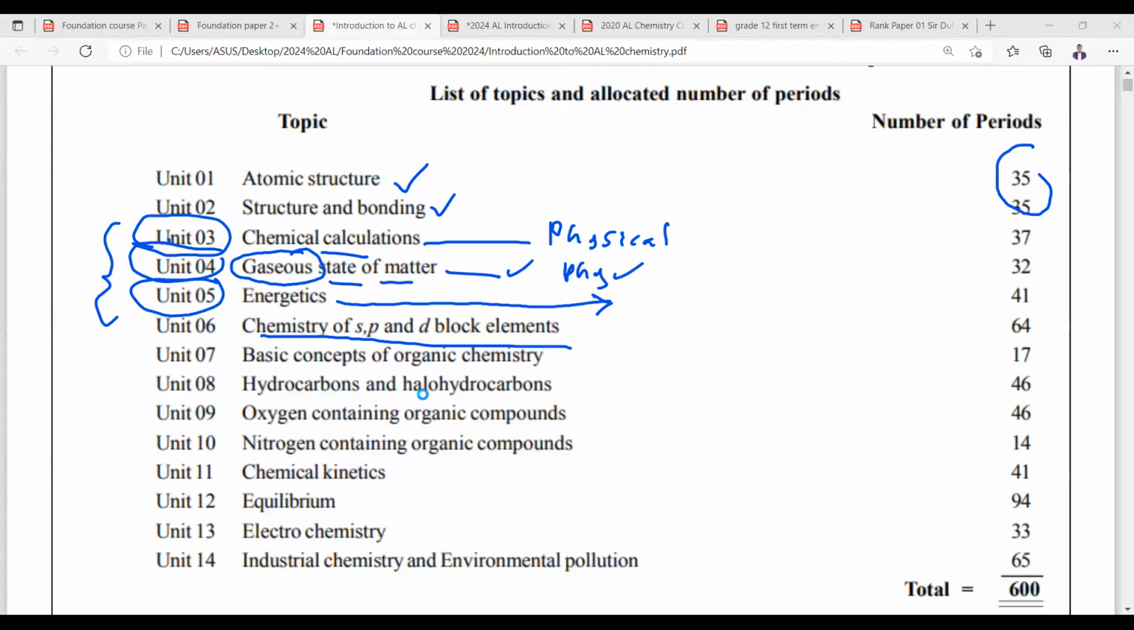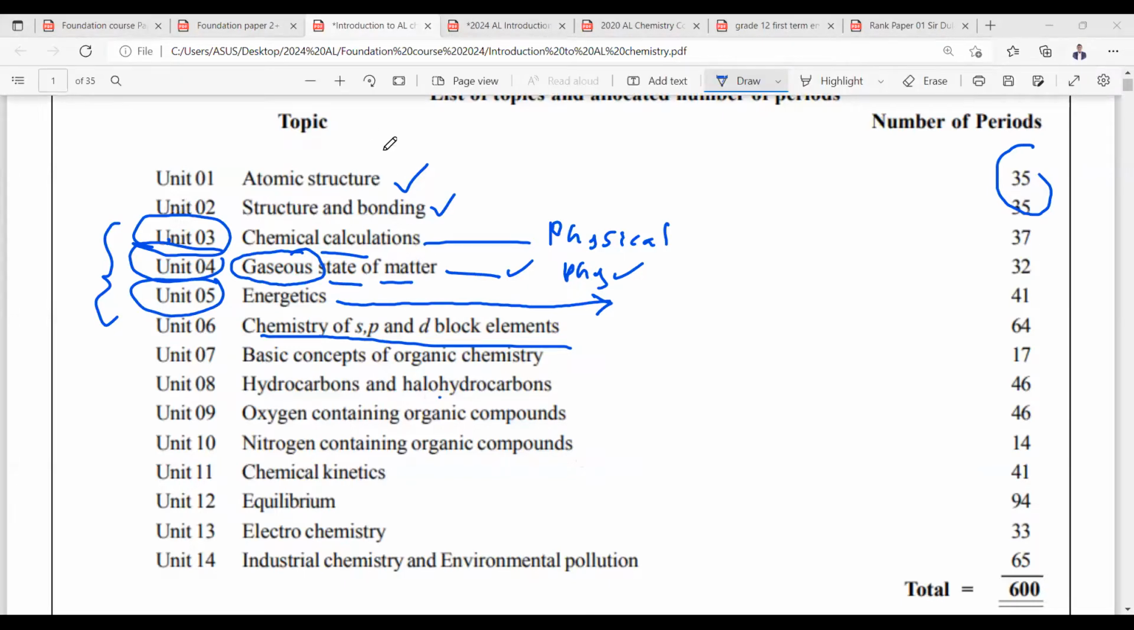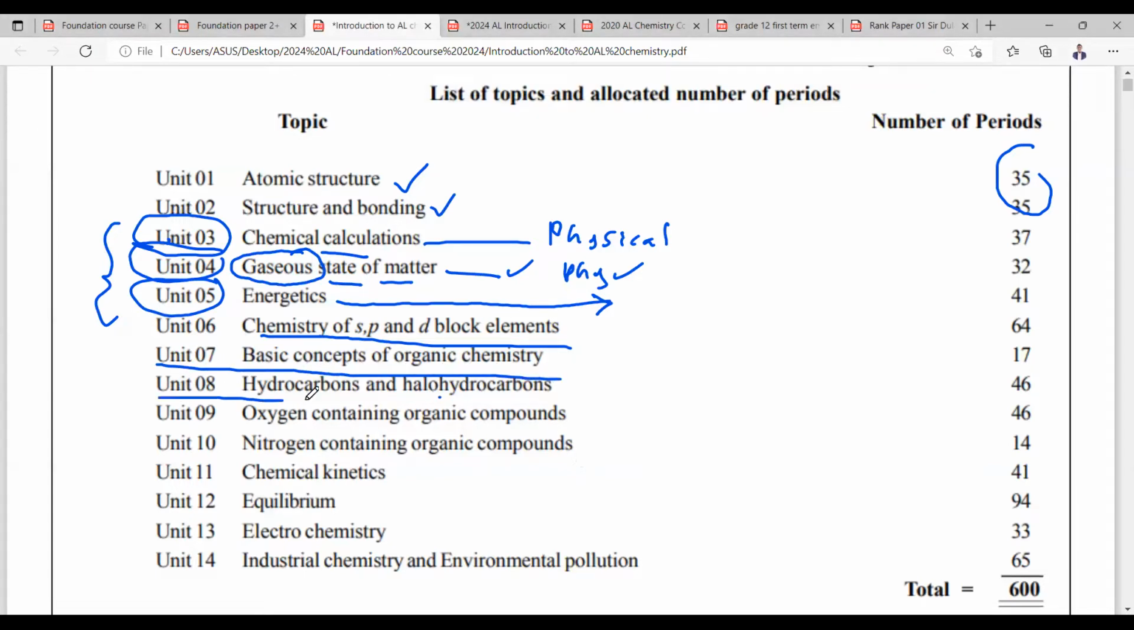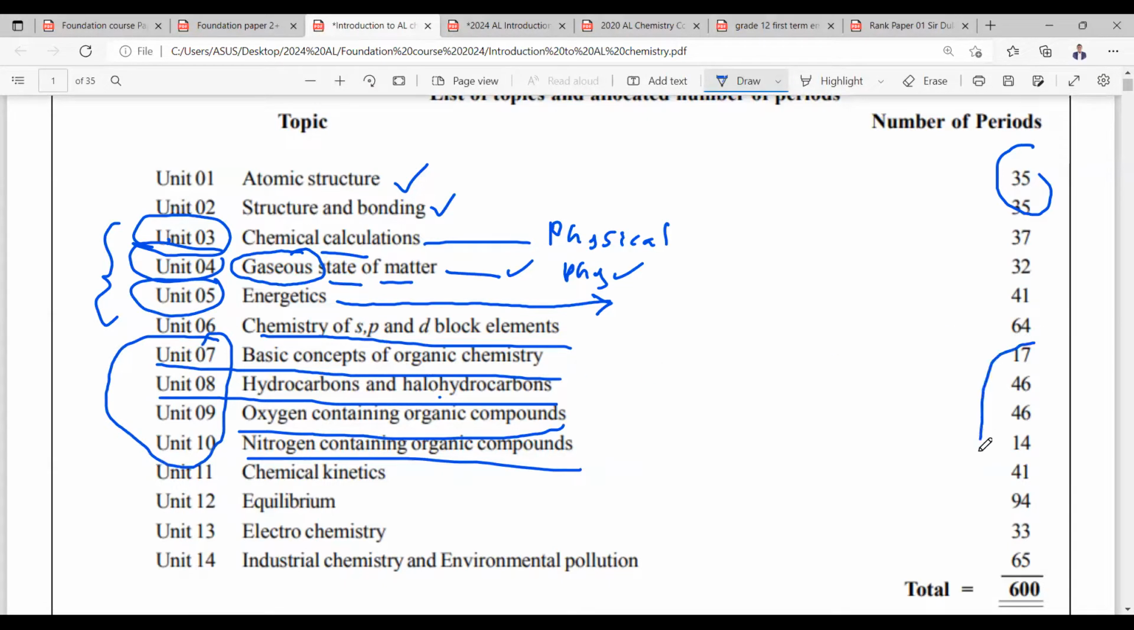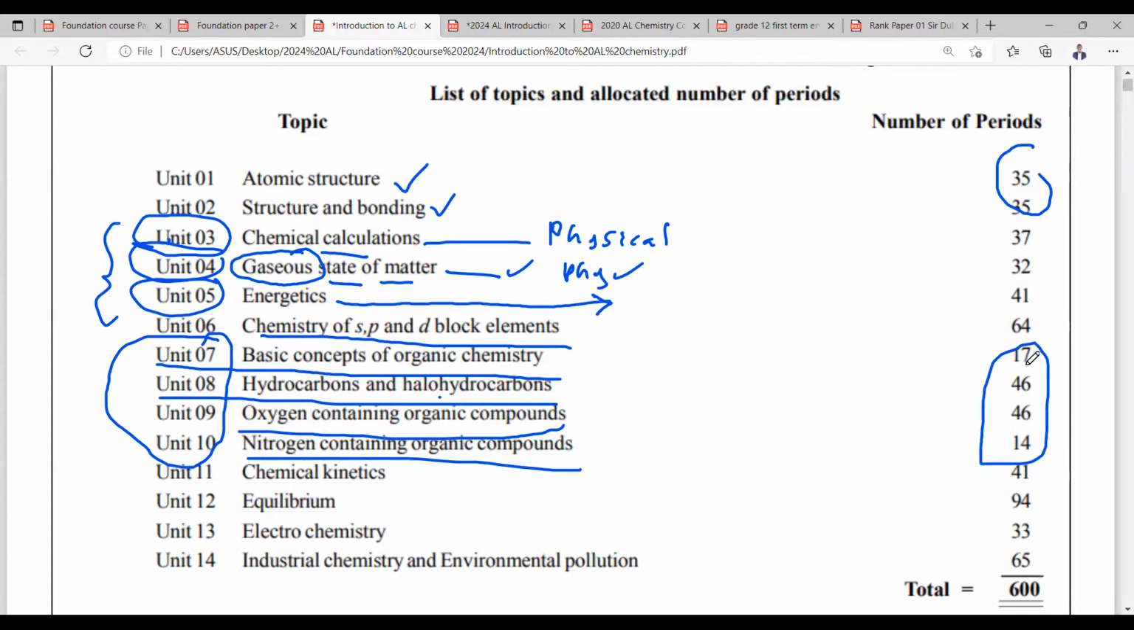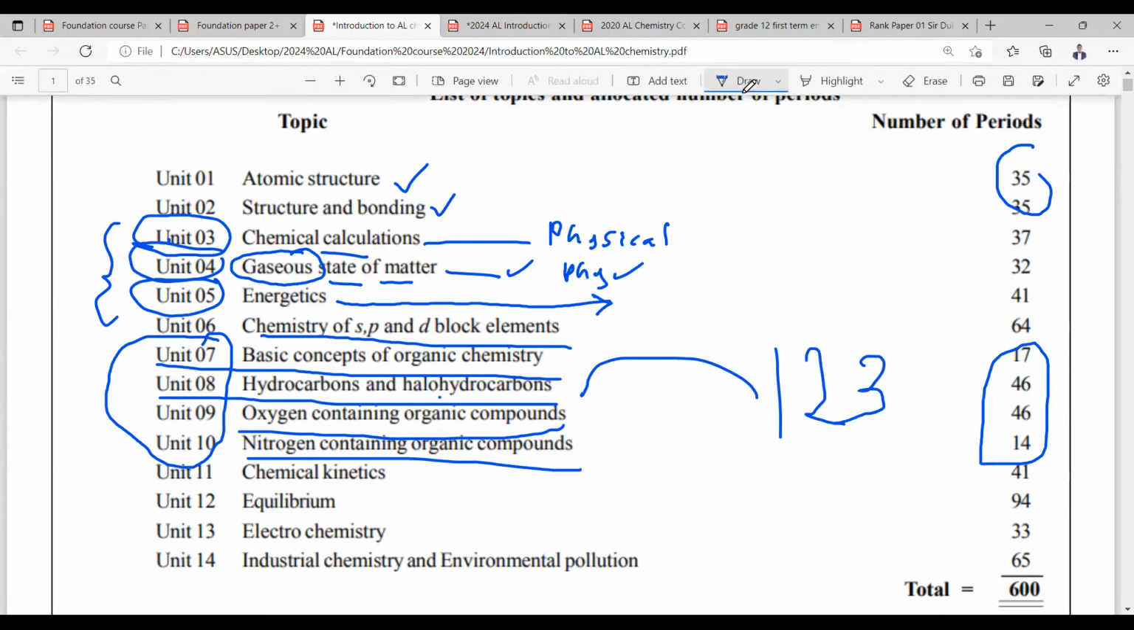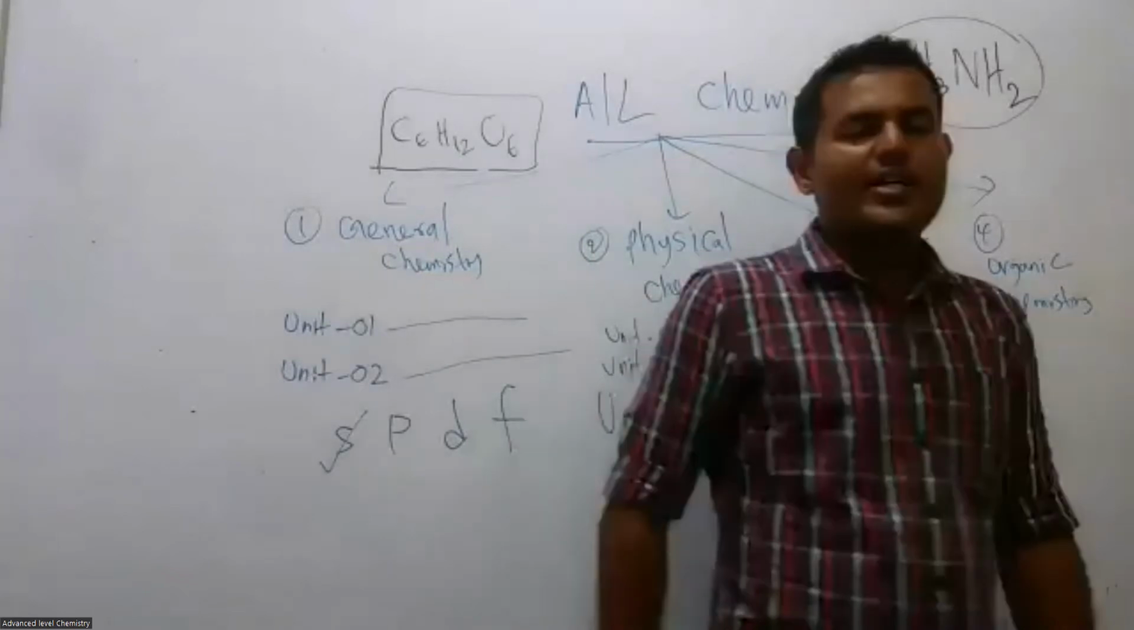Now you can see my lessons here. That is, you can see unit 7, right? Basic concepts of organic chemistry. Unit 8, hydrocarbons and halohydrocarbons. Oxygen containing organic compounds. Nitrogen containing organic compounds. Then when you consider units 7 to 10, can you see the number of periods allocated for that, right? So it is nearly 17, 46 plus 46 plus 14, nearly 123 periods, right? 123 periods allocated for what section? That is organic chemistry, right?